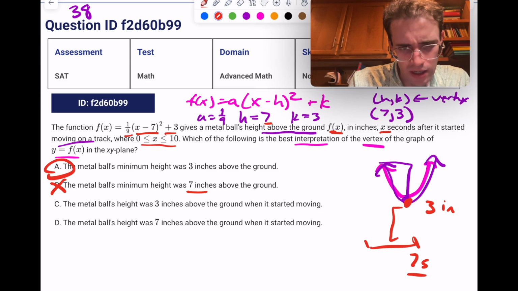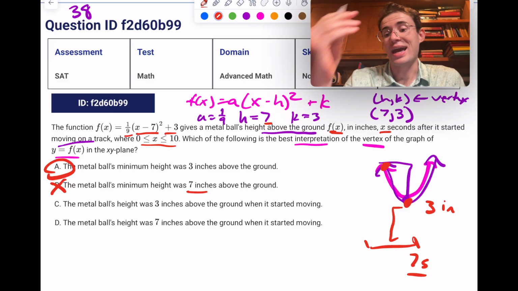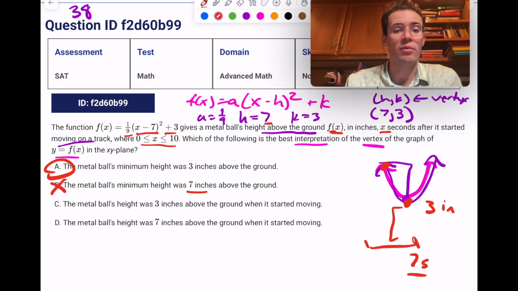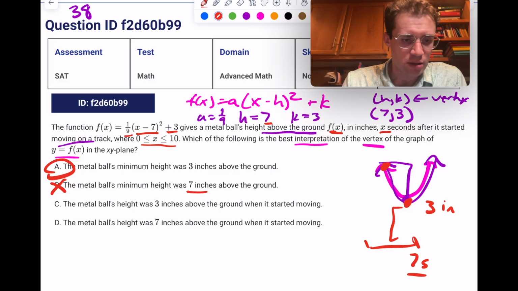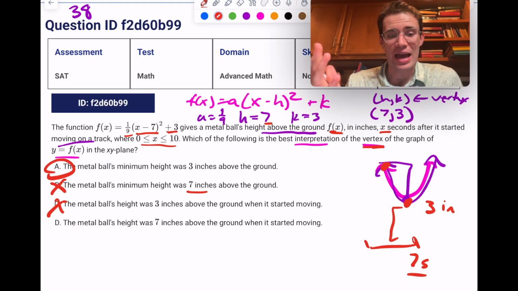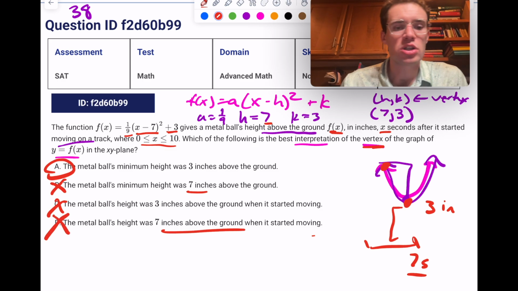The metal ball's height was 3 inches above the ground when it started moving. No, when it started moving would be when x equals 0. If you want to find when x equals 0, it would be 1/9 times 0 minus 7 squared. So 1/9 times 49 plus 3, that would be the height at the beginning, the initial height. Or you could just factor out this entire thing, get it in standard form, and then it would be your c value. C value is not the same as the k value, so it's not the plus 3. But either way, that's not going to be what the vertex represents in any case, and that's not an accurate value for the vertex. And this is going to be the same thing. We're saying that when it started moving, no. So the answer would be A.